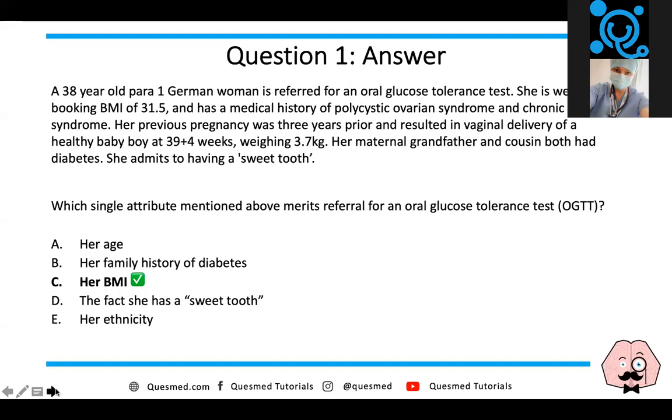A disclosure of dietary preferences certainly merits some discussion and promotion of a healthier diet, but it doesn't necessitate screening. And ethnicity is important, and those with Asian and Afro-Caribbean descents are most at risk, so her German heritage doesn't put her at increased risk. So the correct answer there was BMI.